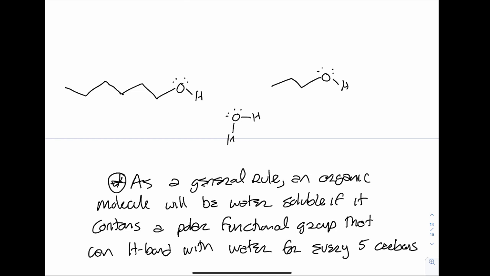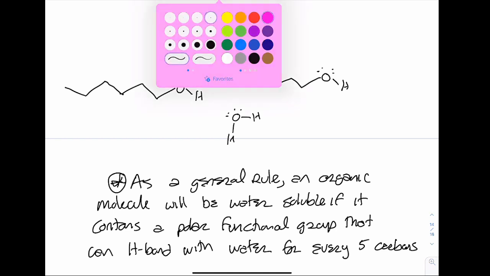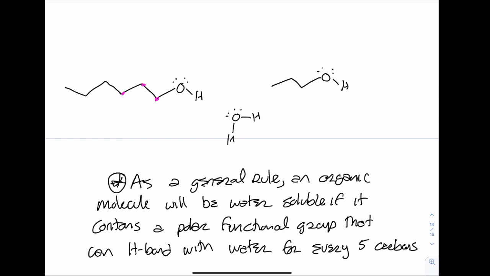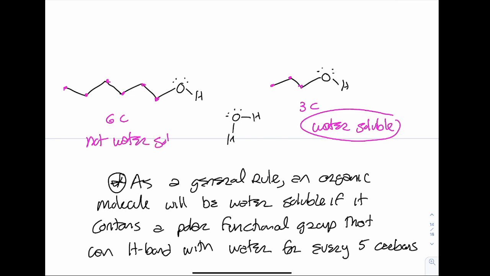So I have one group in each that can hydrogen bond with water. And then if I count my number of carbons in this one, 1, 2, 3, 4, 5, 6. I have 6 carbons. If I look at this one, 1, 2, 3, I have 3 carbons. So this one has one group that can hydrogen bond with water for every 3 carbons. So this one will be water soluble. For the one on the left, I have one group that can hydrogen bond with water for every 6 carbons. So this one is not water soluble. If I put this one in water, it will not form a homogeneous mixture.